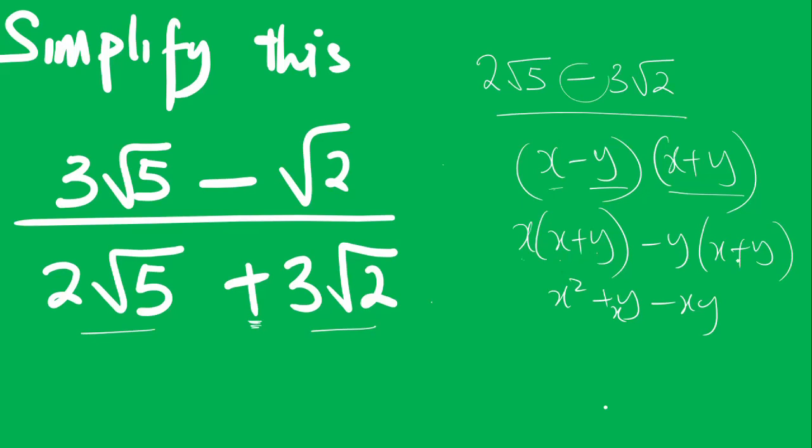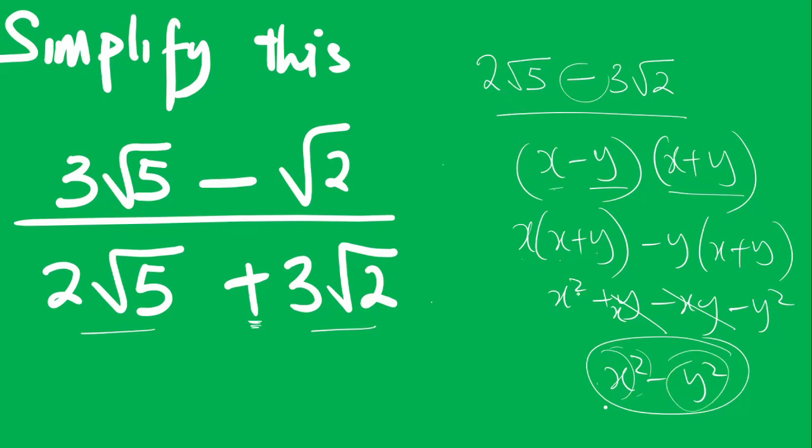Minus y times plus y, you have minus y squared. See, these are similar, they will cancel out. You now have x squared minus y squared. You see, this whole thing is simplified. And if you now have a value that squares, it further simplifies terms that have square root. So that is the logic of using the conjugate of the denominator to simplify the denominator further.